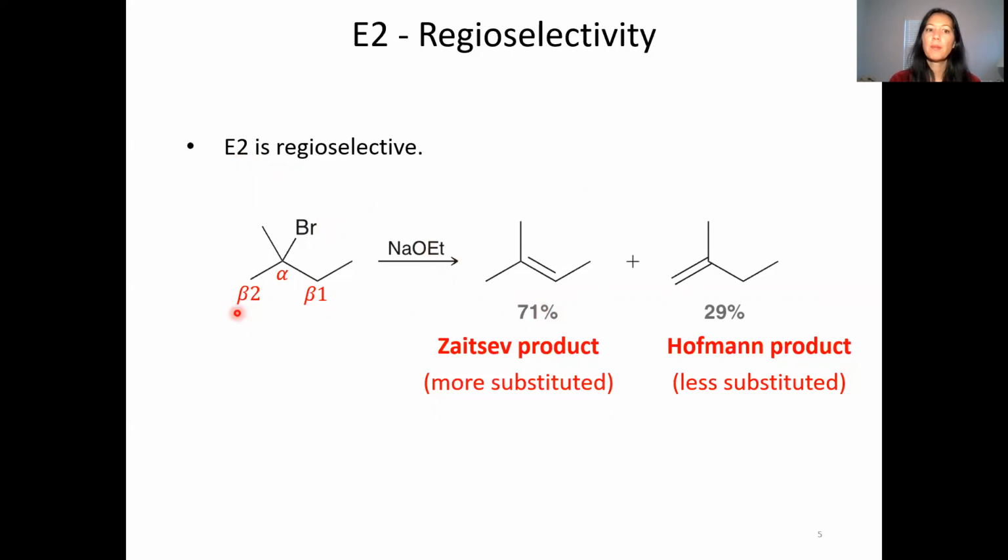You can have some deprotonation of these as well. And what's interesting, you're really fighting against the odds. There are 2 H's here, but 6 here total with the 2 methyls. So it doesn't happen to a great extent, because even with all these 6, you only get 29% yield of the Hofmann product, less substituted, disubstituted versus trisubstituted, 1, 2, 3.